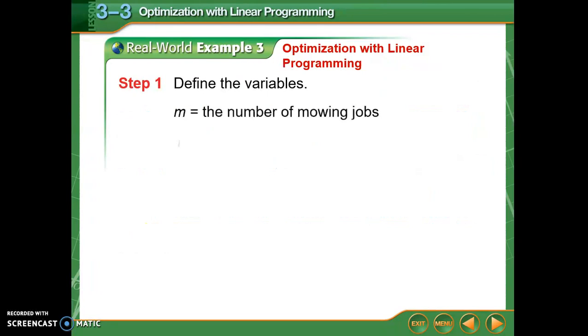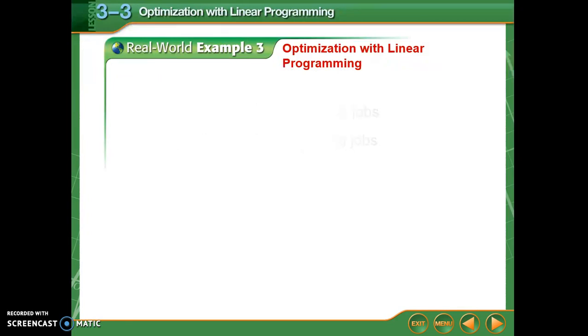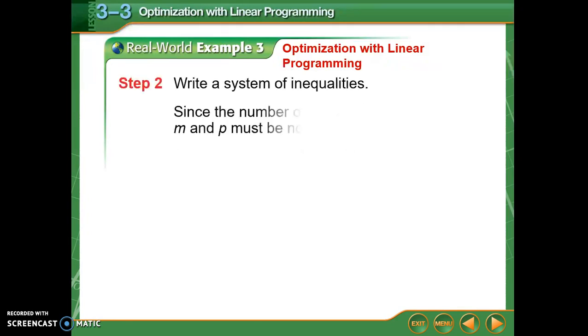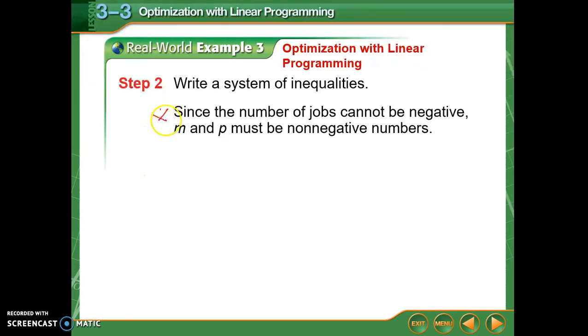So step 1 is to define our variables. We're going to let M equal the number of mowing jobs that we have, and P is going to be the number of pruning jobs. And then we're going to write our system. This is a key thing to think about in any of these problems.